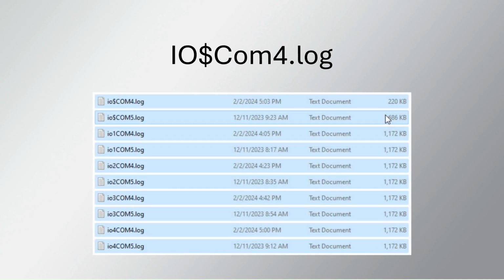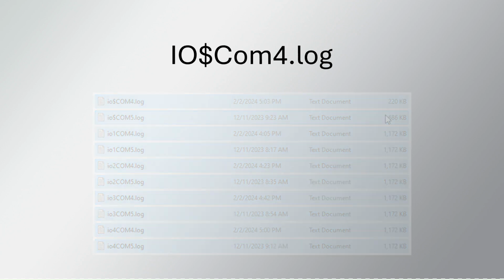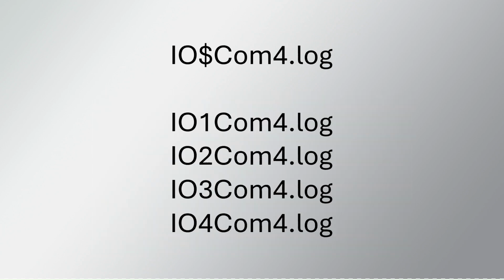Because there are low-level I/O files for each communication port, the naming is slightly different. All active low-level I/O files start with IO$ followed by the name of the communication port and the extension .log. When each of these files reaches full size, the $ is replaced by a number and a new active file is created.